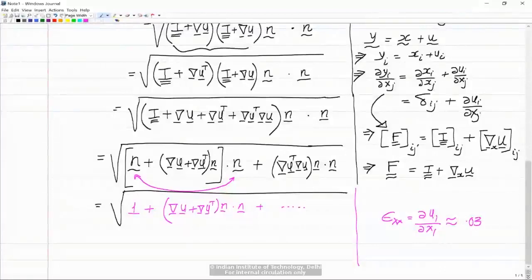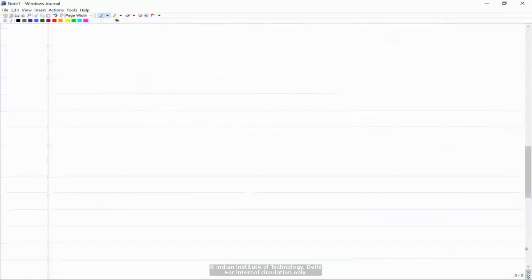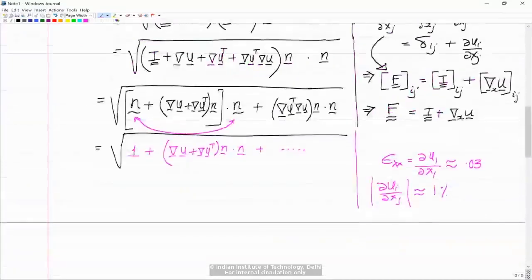And this is with just one of the derivatives, del u1 by del x1, but in fact all the derivatives were of this order. You can say that all the derivatives, if you write del ui over del xj and take its mod, they were all of the order of 1%, 2%, 3%, something like that. Even the shear strain was of the same order, and shear strain has del u1 by del x2 plus del u2 by del x1, and that was also of this order. So you can see that all the derivatives are of this order. Now, if that is the case, what do you think is going to happen to this term over here?